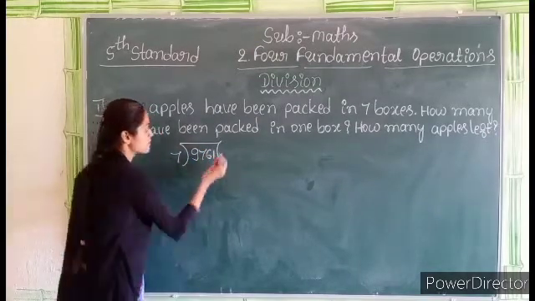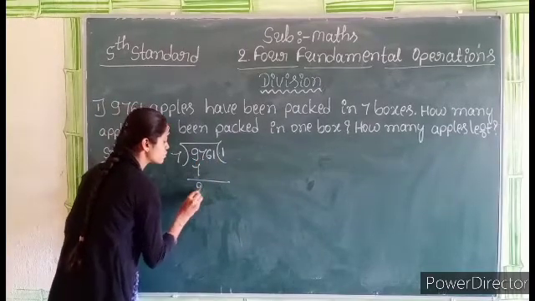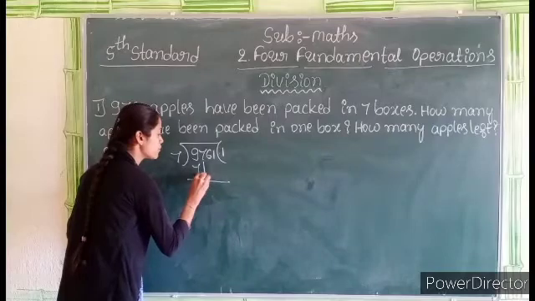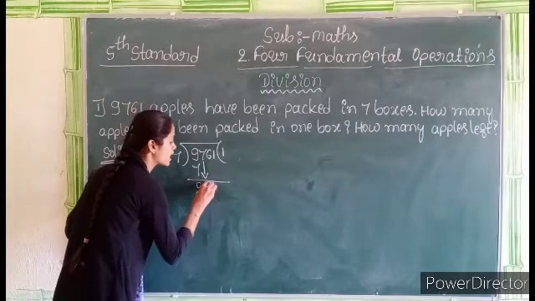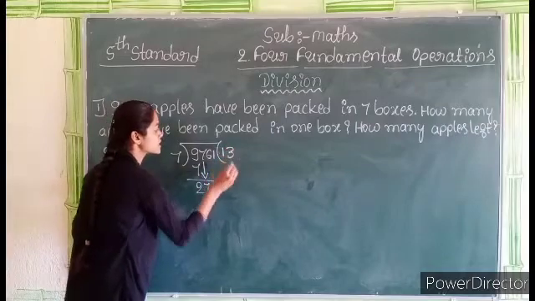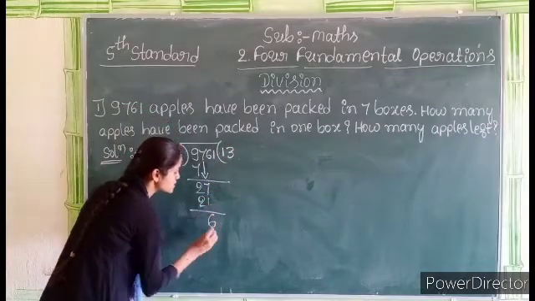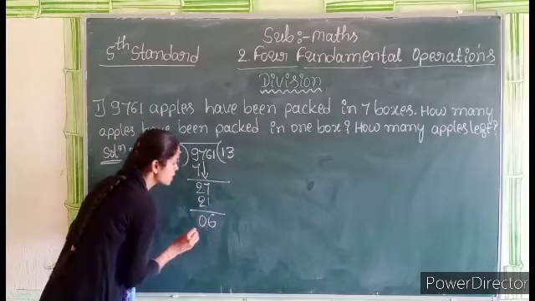9761. 7 ones are 7. 9 minus 7, 2. 7 should be brought down, and you have to write that 7 on the right side of this 2. 7 3s are 21. 7 minus 1, 6. 2 minus 2, 0.